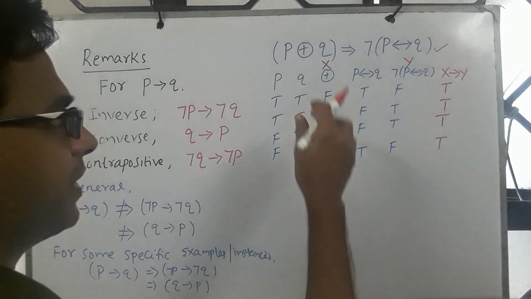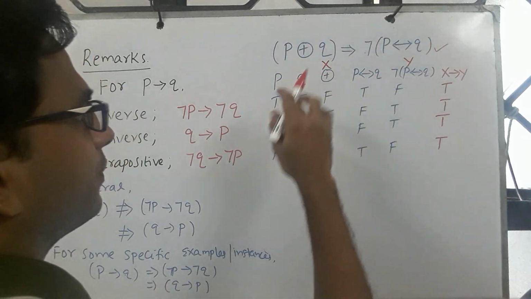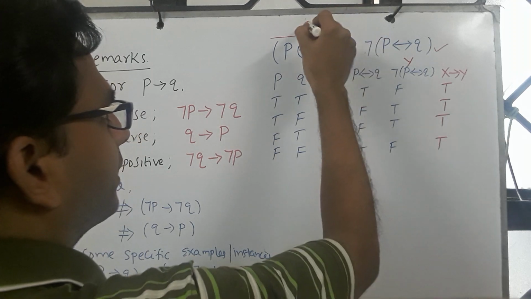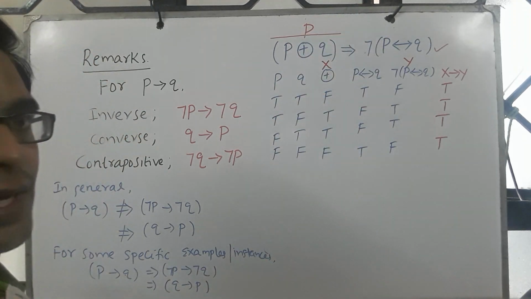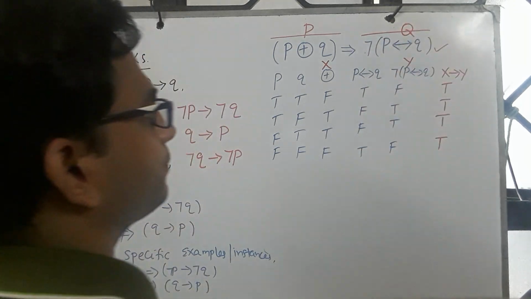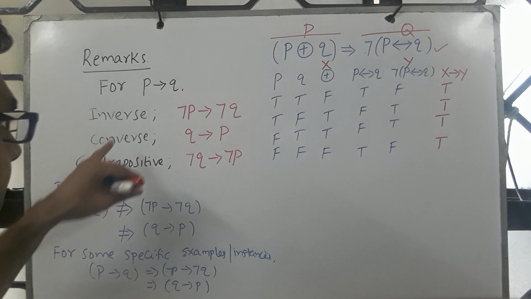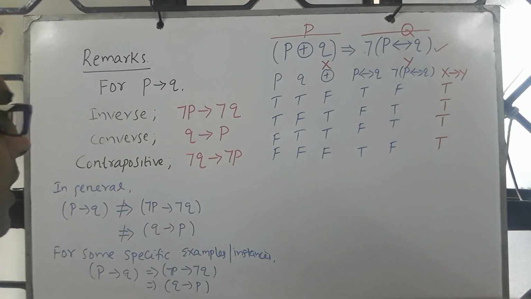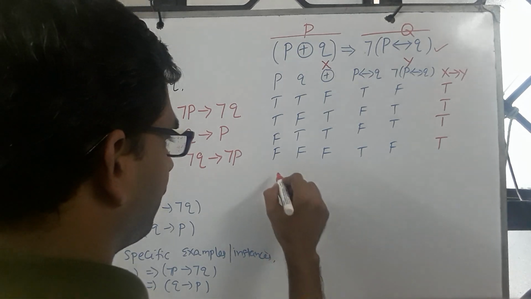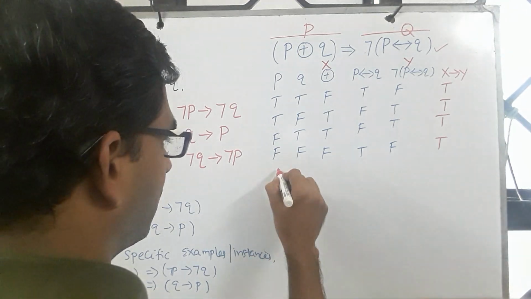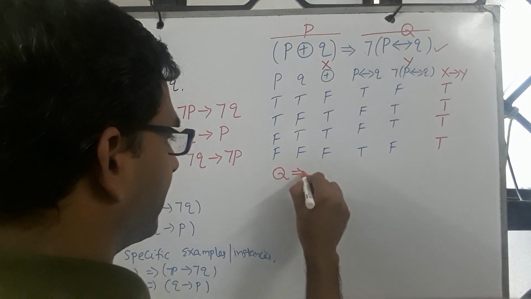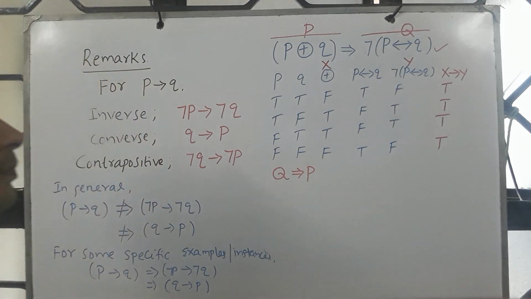Interestingly, now you can look at it this way. You can look at it, this itself is my capital P, and this is my capital Q. Now P implies Q, does it say that Q implies P? Okay. Now let's look at Q implies P.